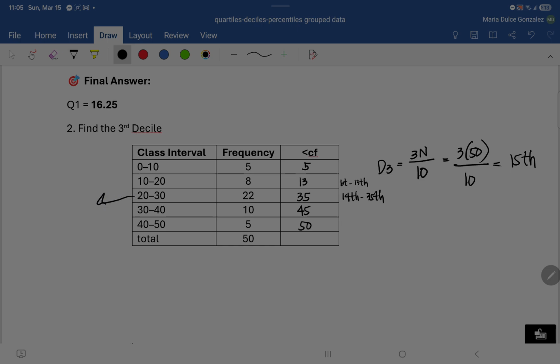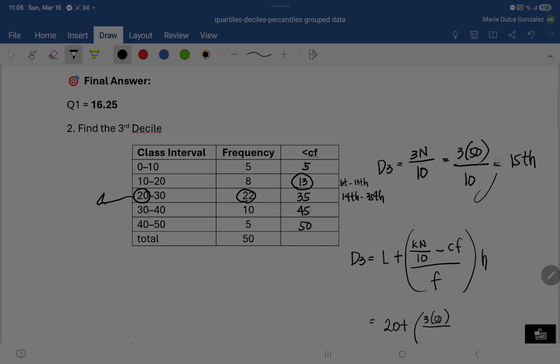So we are going to encircle the quantities that we're going to need. We have here the lower limit of the class, and then we have here the frequency 22, and then the less than CF. So using the formula for D3, we have again L plus kn, this time divided by 10 for decile, minus our CF divided by F, then times H. So we have our L is 20 plus kn, that would be 3 times 50.